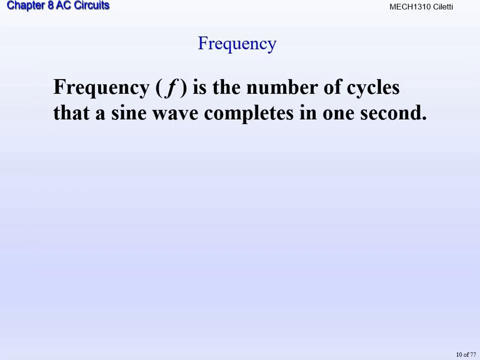The period is important to find the frequency. The frequency is probably more common to you. It's the number of cycles a sine wave completes in 1 second, okay? So for us here in the United States, when we plug into the outlet in the wall, our frequency is at 60 hertz. So everything we do in the United States with our electricity and our power operates at 60 hertz.